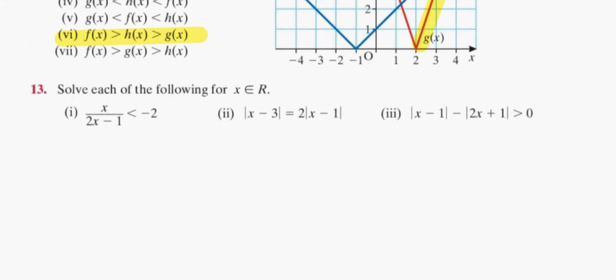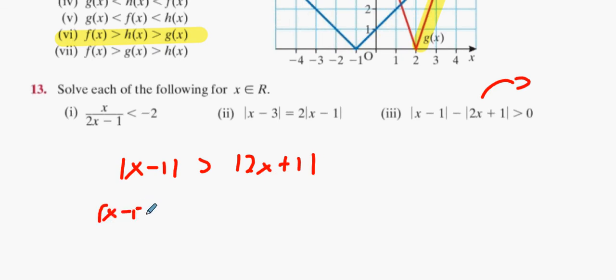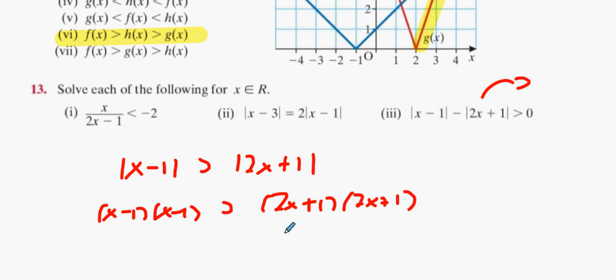Alright. Do you remember what I said yesterday? Move it over to one side and then what happens? You get x minus 1 greater than 2x plus 1. Okay, square both sides. Multiply it out.